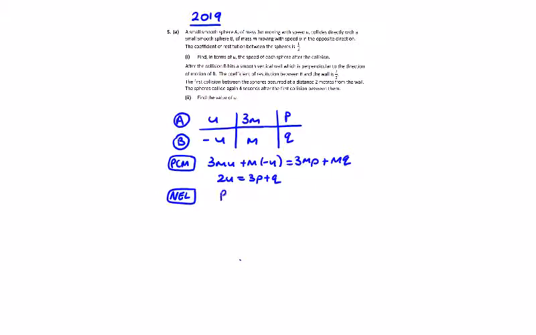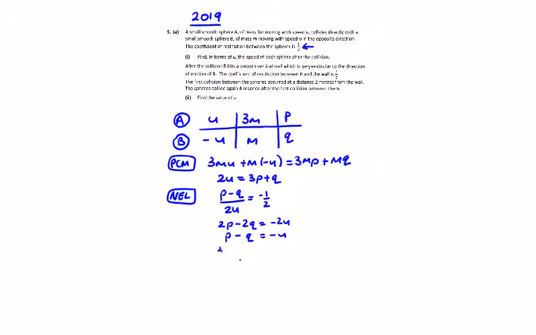p minus q over u1 minus u2, which is u minus minus u, is equal to minus e, which we're told is a half. So minus a half. 2p minus 2q equals minus 2u. Dividing by 2, p minus q is equal to minus u.